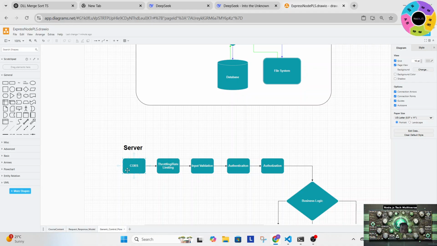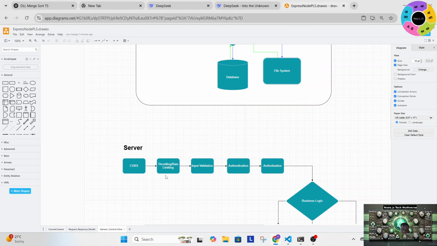And next is throttling or rate limiting. Let's suppose we have 10 million requests coming per second, then the server will crash, right? The server has a certain capacity, it can handle up to 100 requests per second, like that. Based on the server capacity we can set this limit, so how many requests we will take per second. That is throttling and rate limiting.